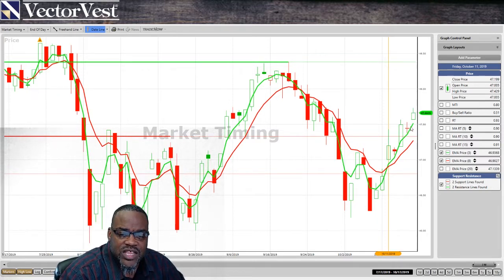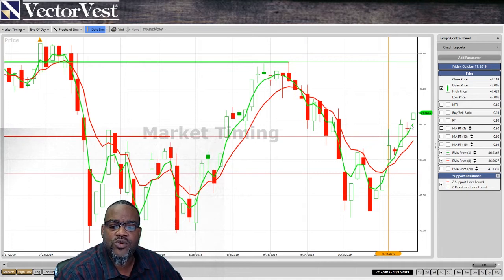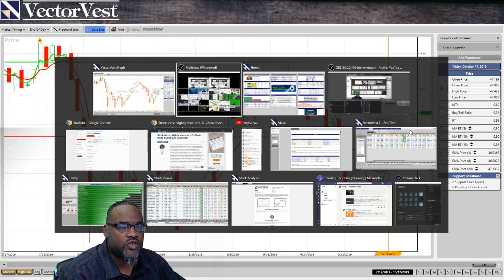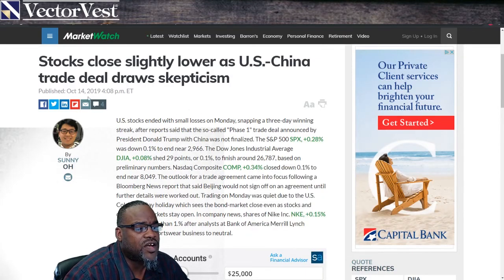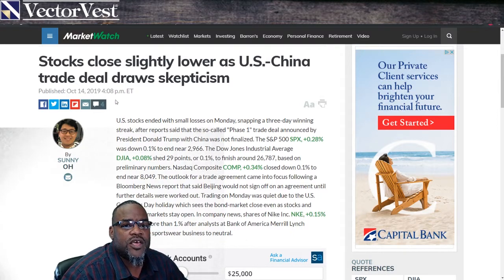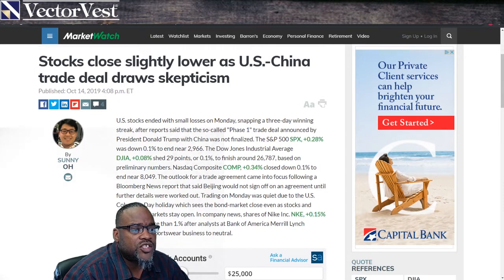Now that we see this, let's get into some of the news that's starting to push the market in this direction. Let's get to our first news story. This is as of a couple of days ago when we had some news about the U.S. and China coming to a trade deal. But on Monday, the stocks closed slightly lower as the U.S. and China deal draws skepticism.